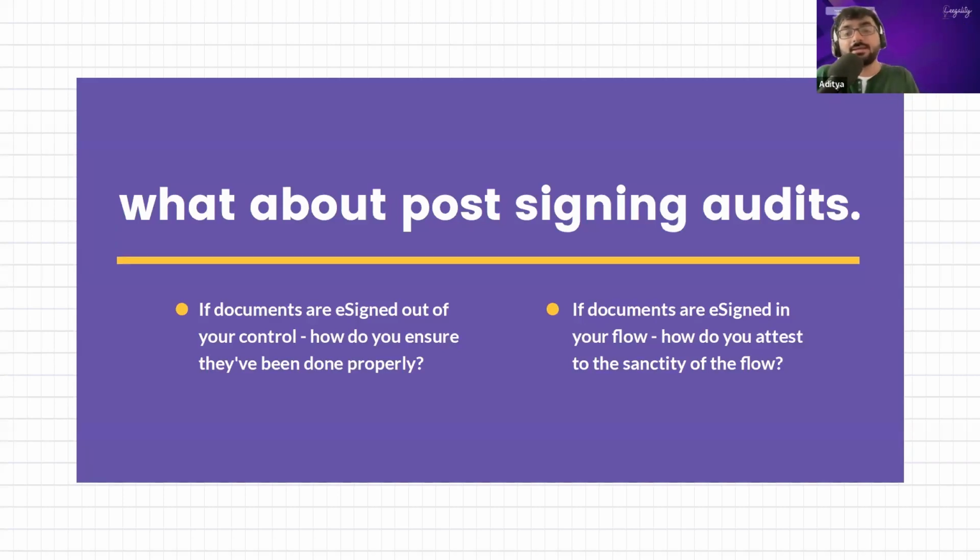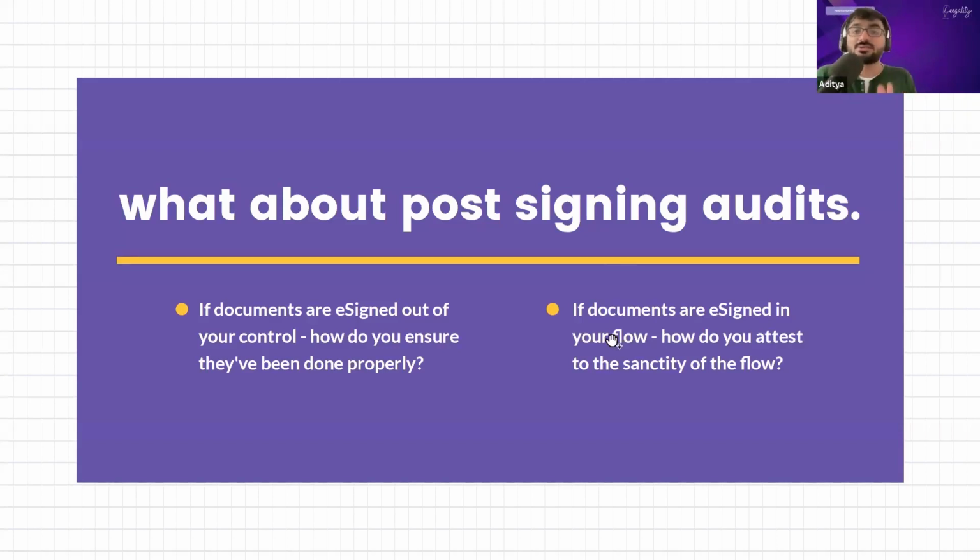And the second is, let's say the document is done in your flow, you've put in the fraud controls, you know that this has been solved for. But there's a third party, like a regulator or an internal auditor or a third party auditor, who wants to show that, okay, you claim that you had all these fraud prevention features. Now, show me for these 1,000 documents that you signed that you've actually done this. Show me that these are fraud proof, right? How do you actually at scale attest to the sanctity of your flows, right?